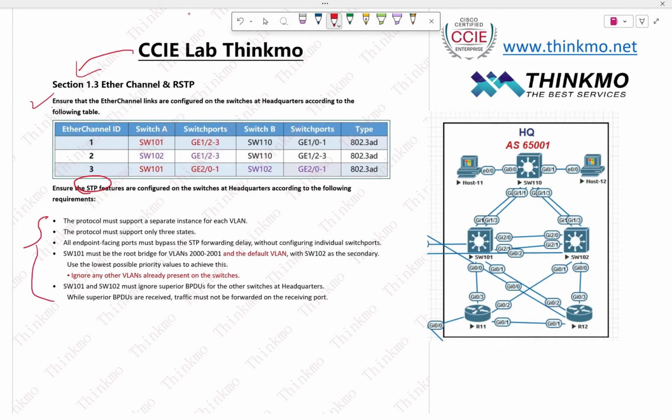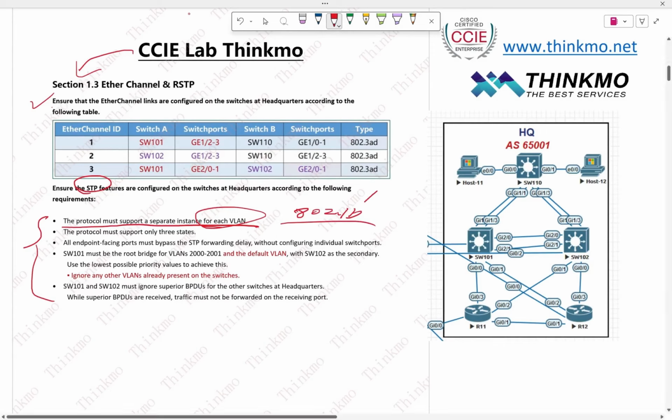However, it doesn't specify which type of spanning tree we need to use, right? So based on these requirements, we have to make our own judgment. It says that the spanning tree must support per VLAN independent instances. That is, each VLAN has its own independent instance. Now, we know that the traditional spanning tree 802.1d only has a single instance, right?